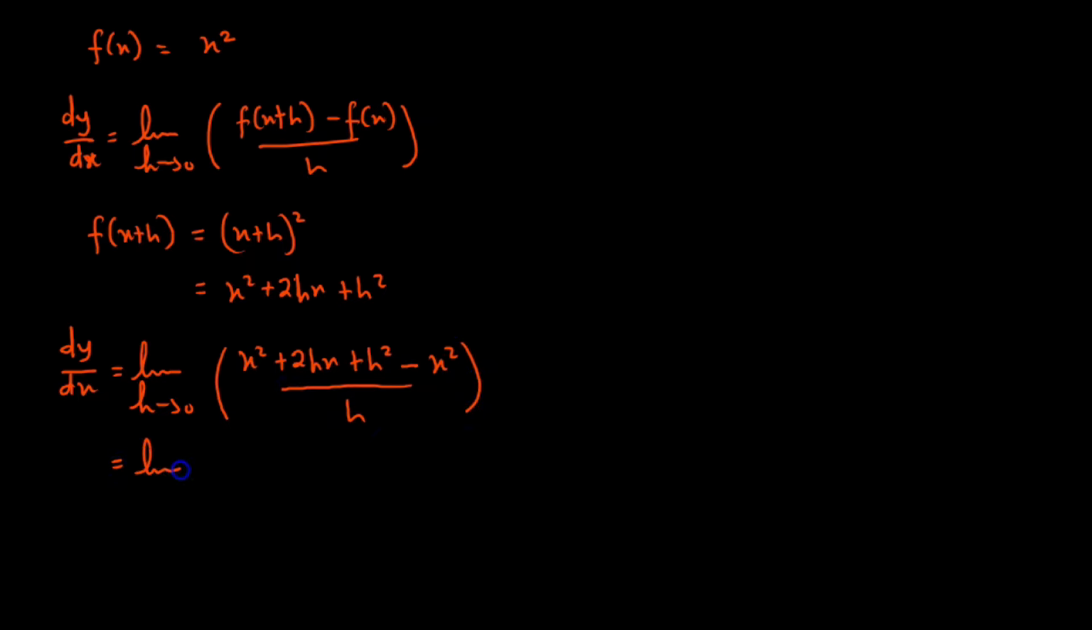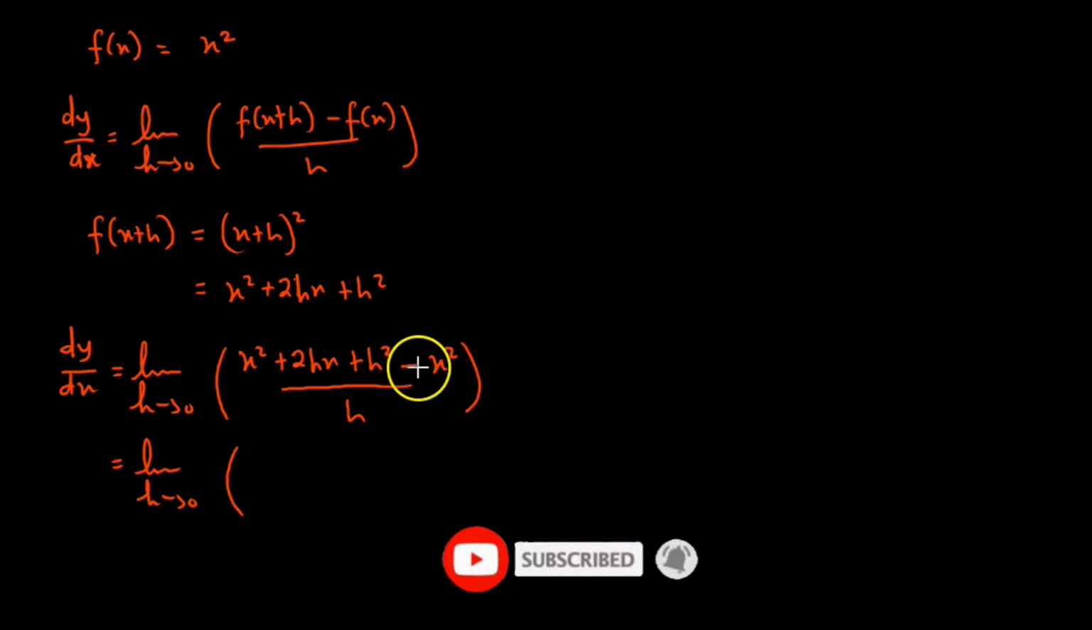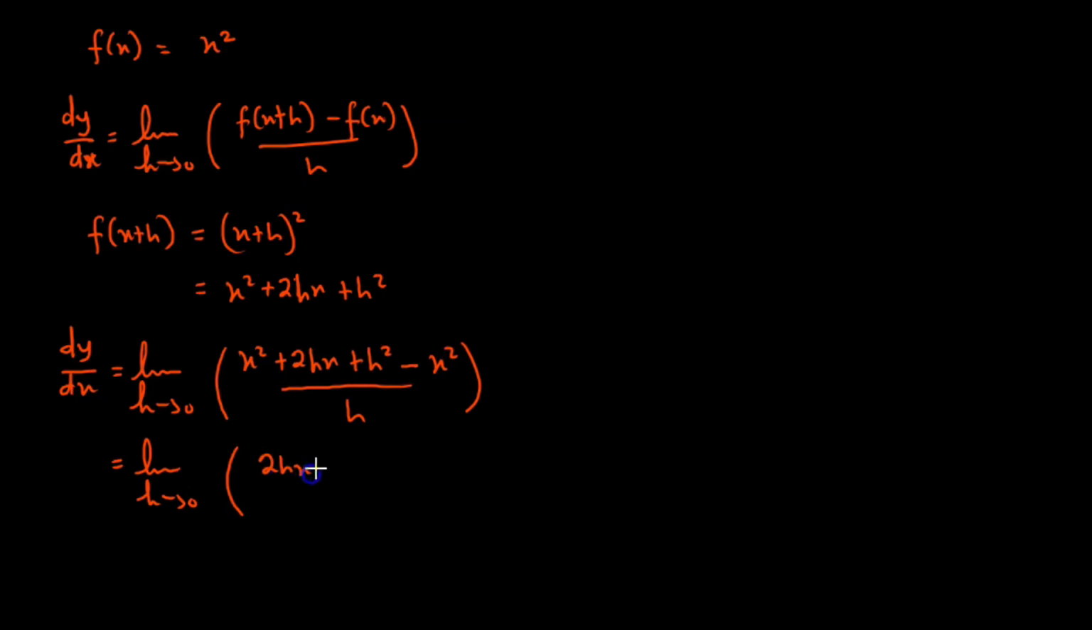Simplifying the numerator, that will give us the limit as h approaches 0 of x squared minus x squared, which gives us 0. So we are left with 2hx plus h squared, all over h. At this moment, we cannot substitute the value of 0 into the function because it will give us an undefined solution. So we need to remove the discontinuity from it, which is the h. So we can actually factorize out.